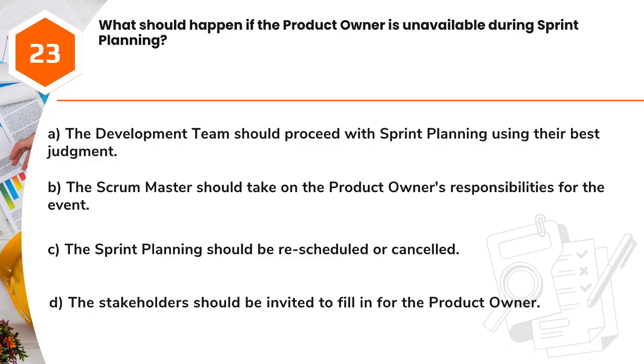Question 23. What should happen if the product owner is unavailable during sprint planning? A. The development team should proceed with sprint planning using their best judgment. B. The Scrum Master should take on the product owner's responsibilities for the event. C. The sprint planning should be rescheduled or cancelled. D. The stakeholders should be invited to fill in for the product owner.